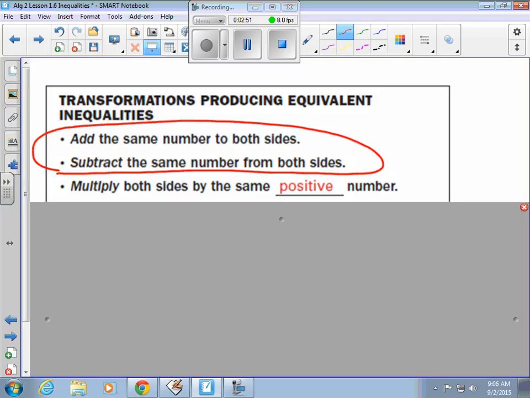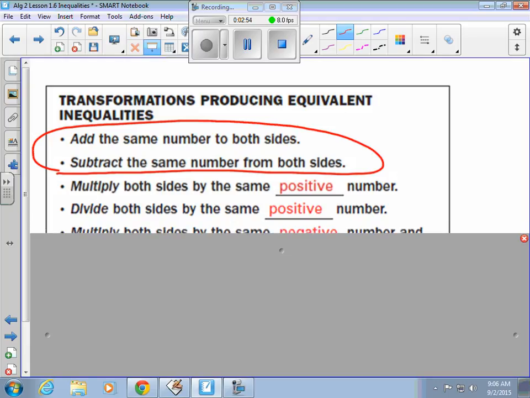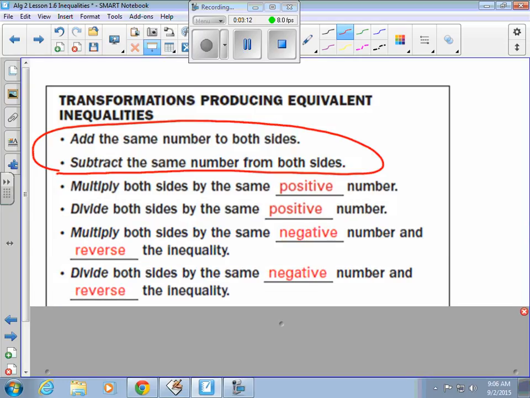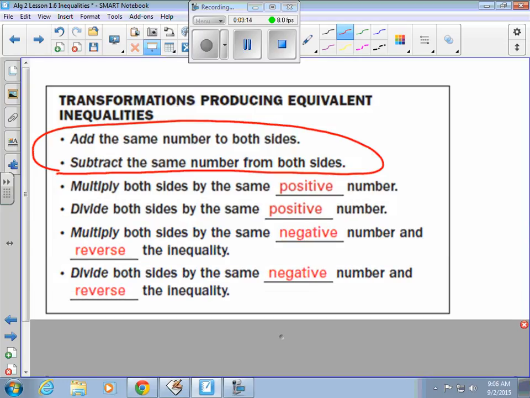Then you multiply and divide the same positive number. Notice how it says positive number here. The reason that it specifies positive numbers here is because this is the only difference with inequalities versus equations. Anytime you multiply or divide both sides by a negative number, you're going to reverse the inequality, and that's what it says here. Anytime you multiply or divide by a negative number, you reverse the inequality. That is the only time you reverse it.